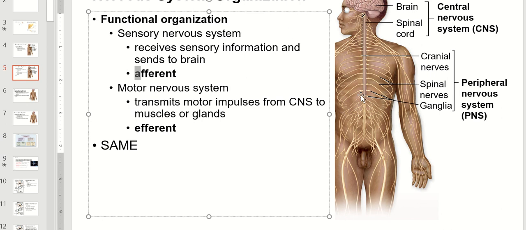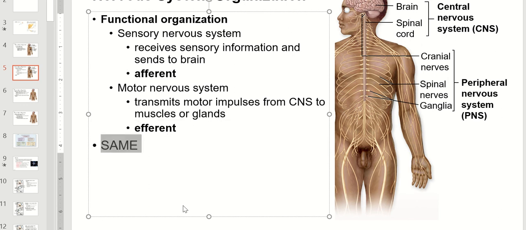The motor nervous system is going to send signals from the central nervous system to parts of the body. You know, we talked about motor neurons when we were talking about muscles, and we talked about how motor neurons are the neurons that carry signals to the muscles. But the motor nervous system also carries signals to glands, to organs, to the skin. So any signal going from the central nervous system out is a motor signal. Okay, and these are efferent signals.